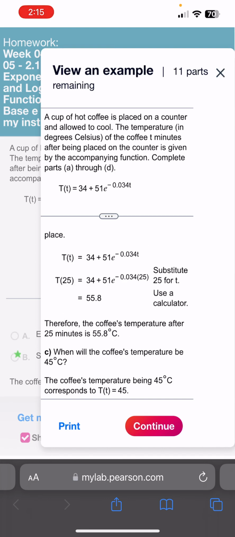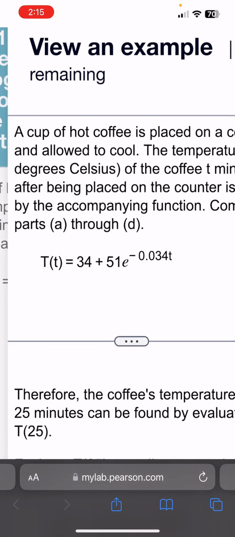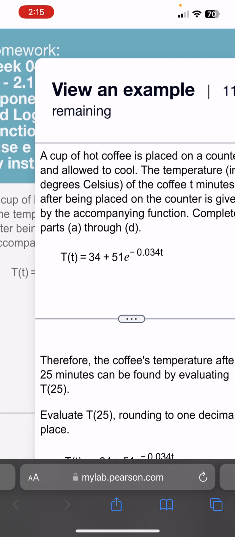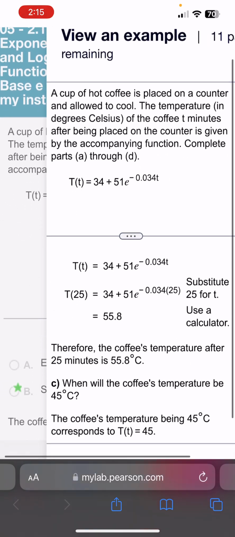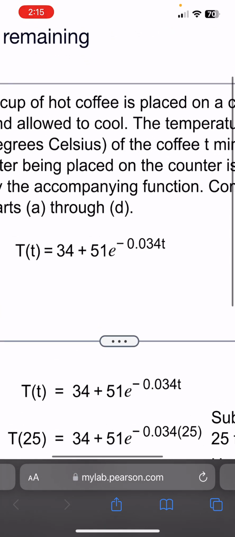C says, when will the coffee's temperature be 45 degrees Celsius? So now they're giving us a temperature and they want us to solve for the time, right? So we say that 34 plus 51e to that power equals whatever the temperature was they gave us, equals 45. So we basically set this function equal to 45 and solve.